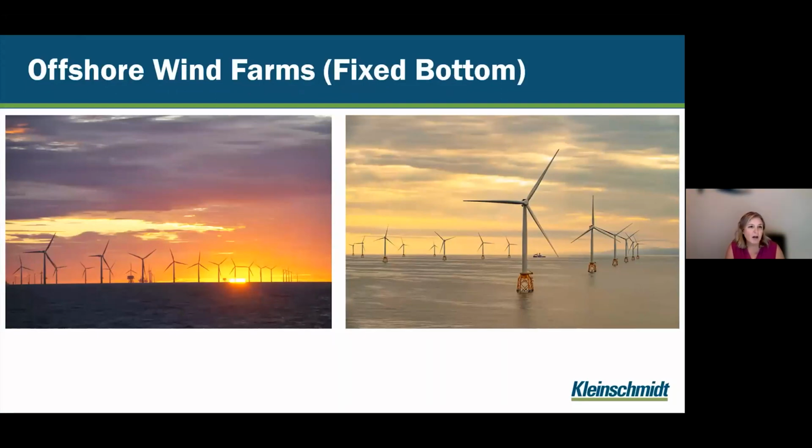Big picture, offshore wind farms are generally two types. Those are fixed bottom, such as we see here on the slide. So on the left-hand side, we have monopiles. And on the right-hand side, we have jacket structures, and they are, as the name indicates, fixed bottom. So they are adhered to the seafloor.